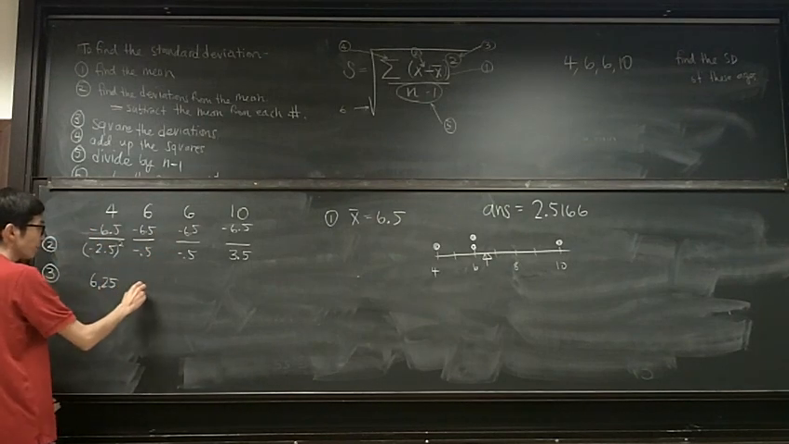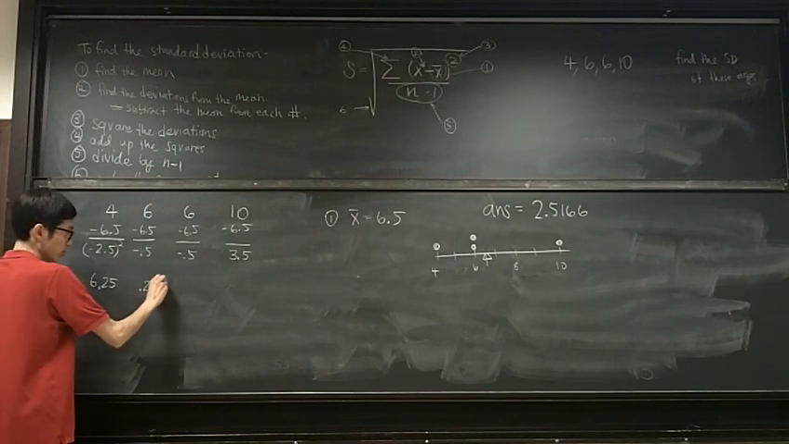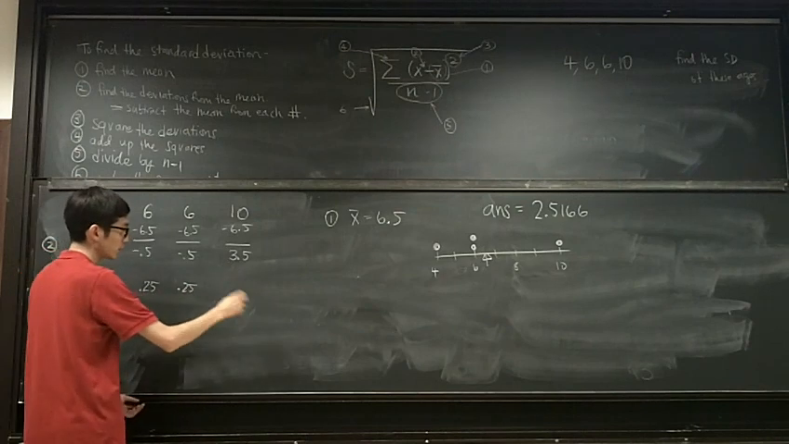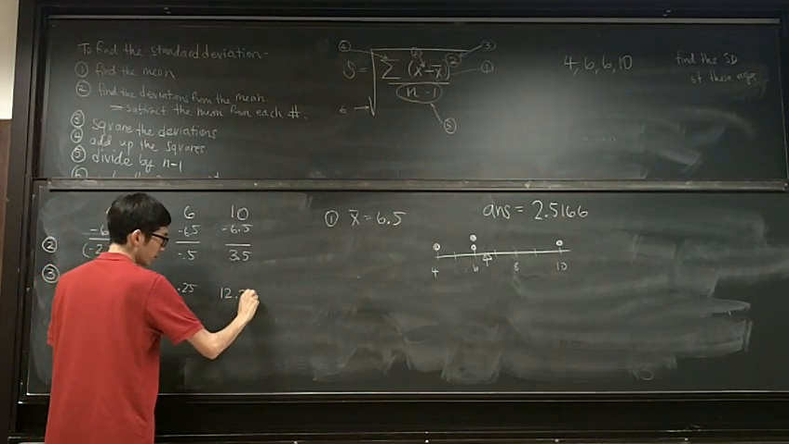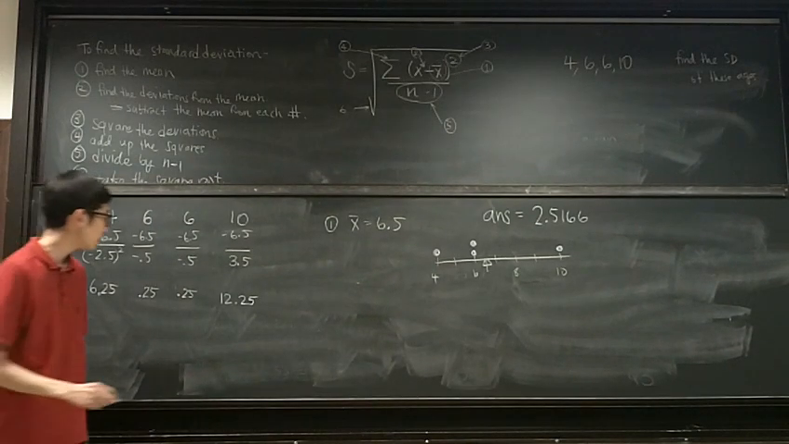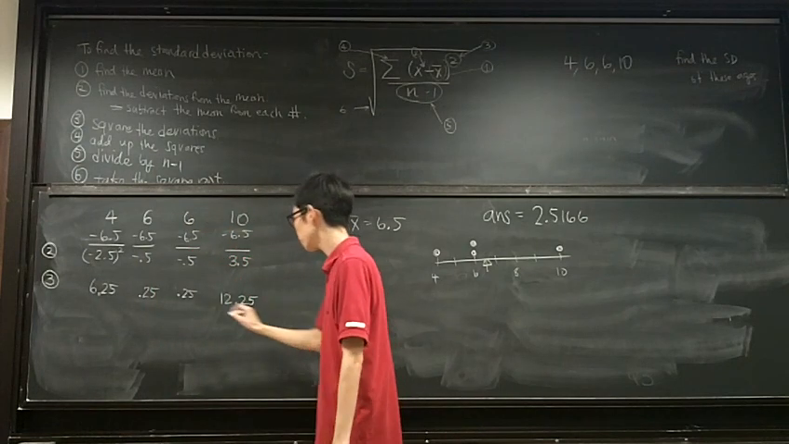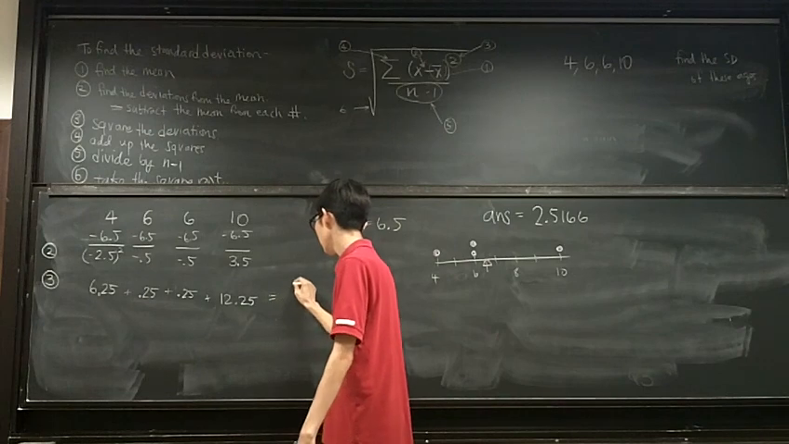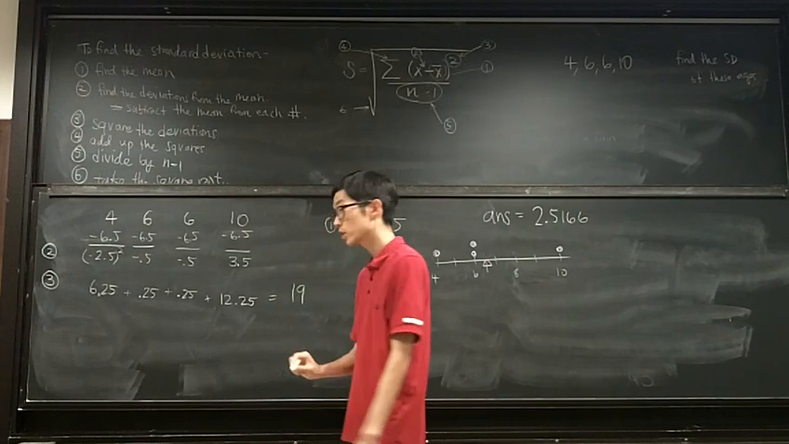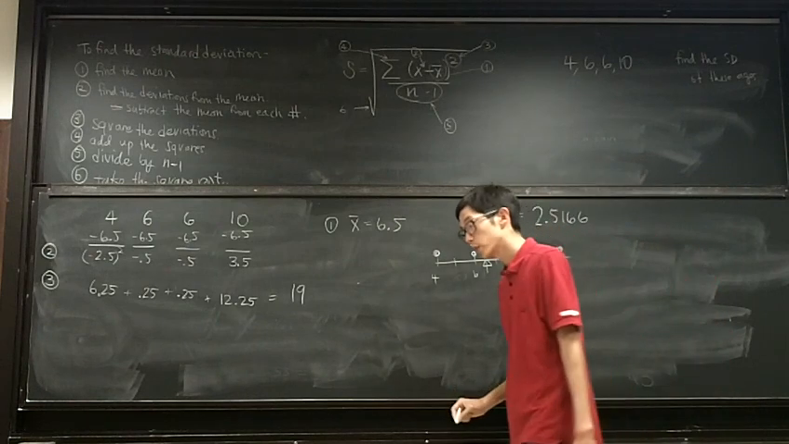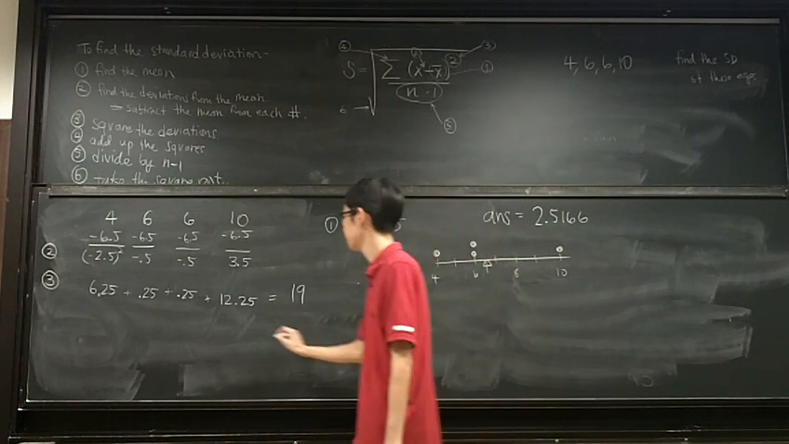That's what's happening. So 0.5 squared gives me 0.25, 0.5 squared gives me 0.25, and 3.5 squared gives me 12.25. So far, so good? Okay, the fourth step is to add up all of those squares. So I do 6.25 plus 0.25 plus 0.25 plus 12.25, and I get 19. I divide by n minus 1. What is my n? 4.